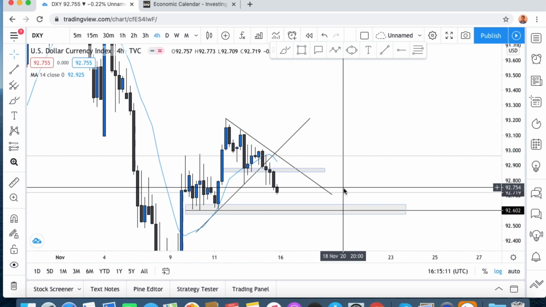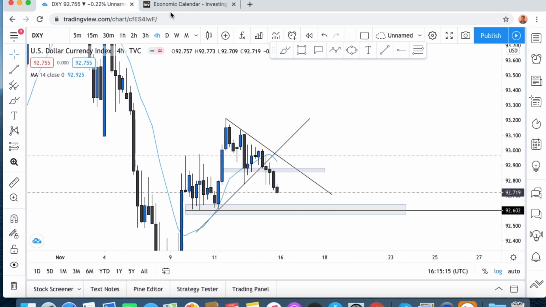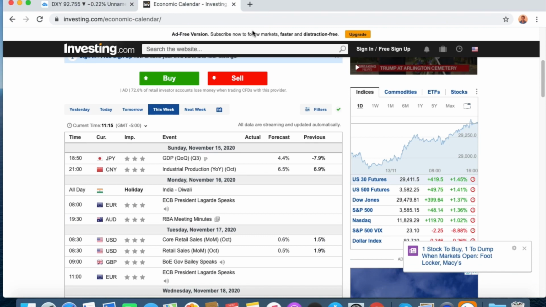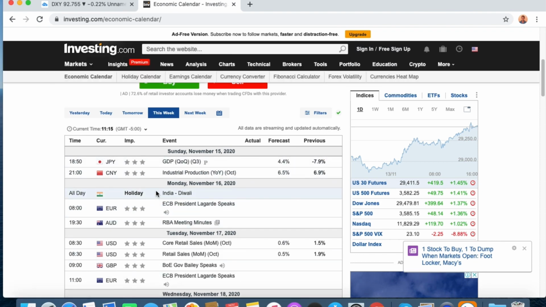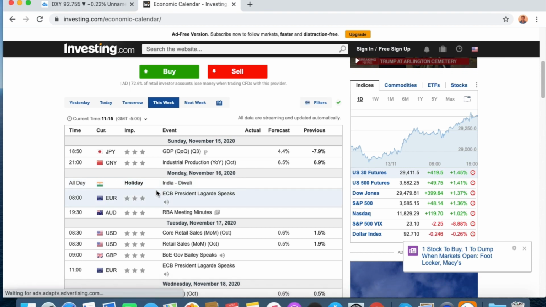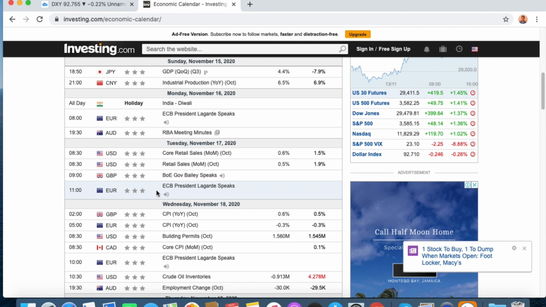So first thing, when I'm analyzing the charts, I make sure to check the economic calendar for the week that I'm analyzing. So this week I will look at the news that is coming up, because this news can affect the market. It's high volatility news. So I look at the news. I don't really see much to pay attention to.